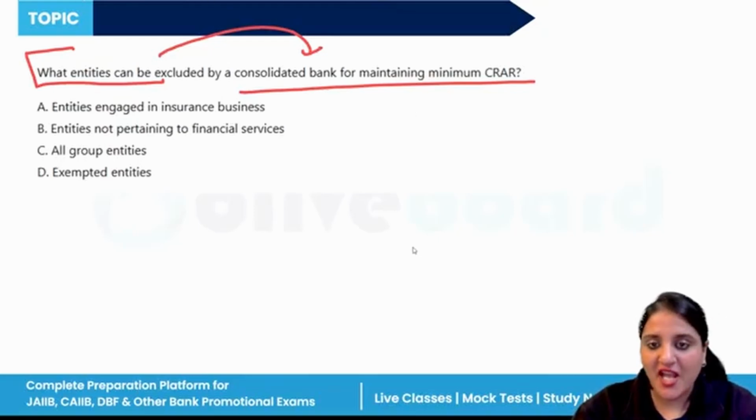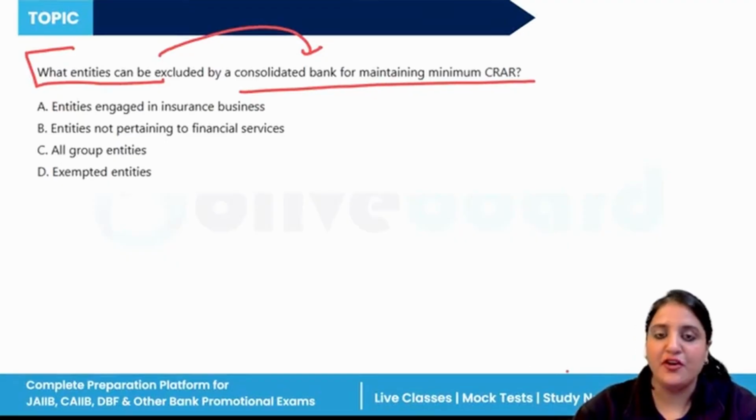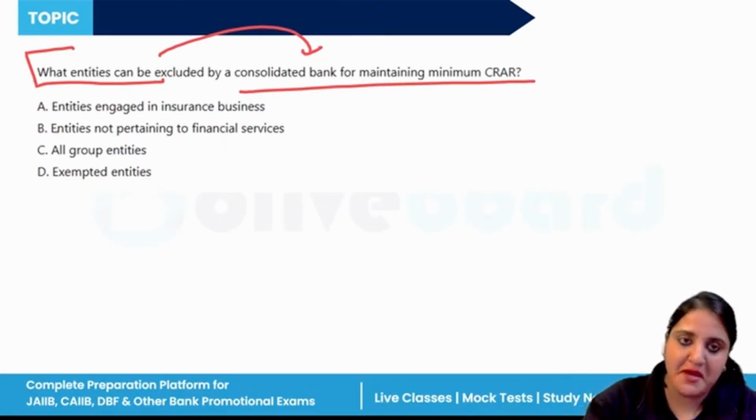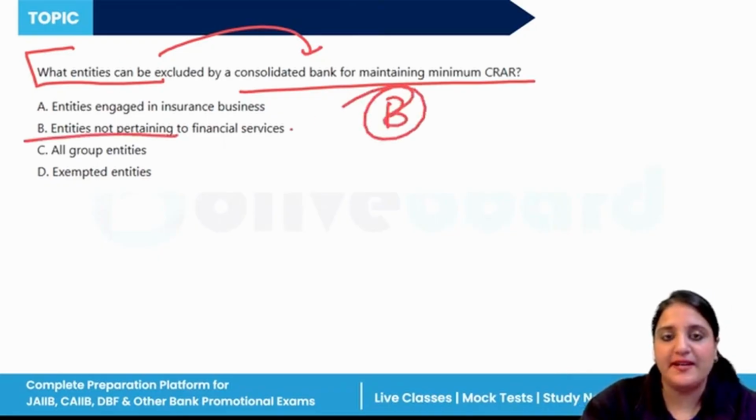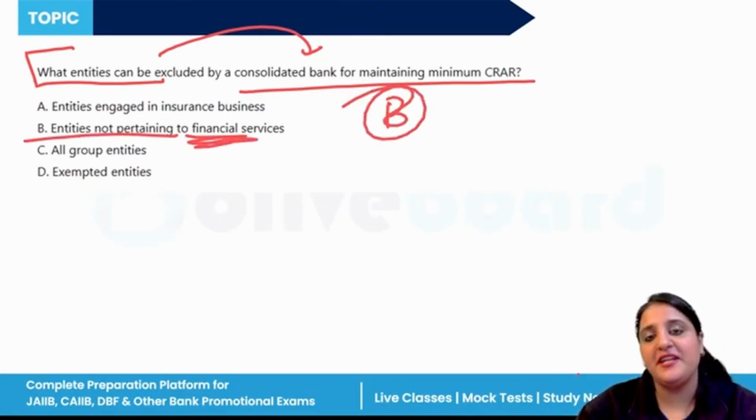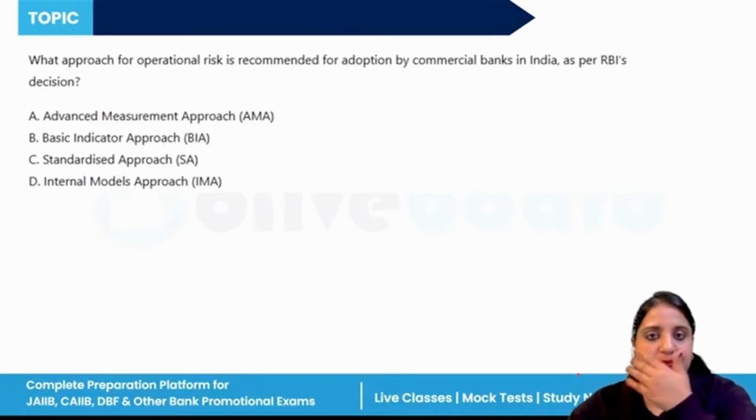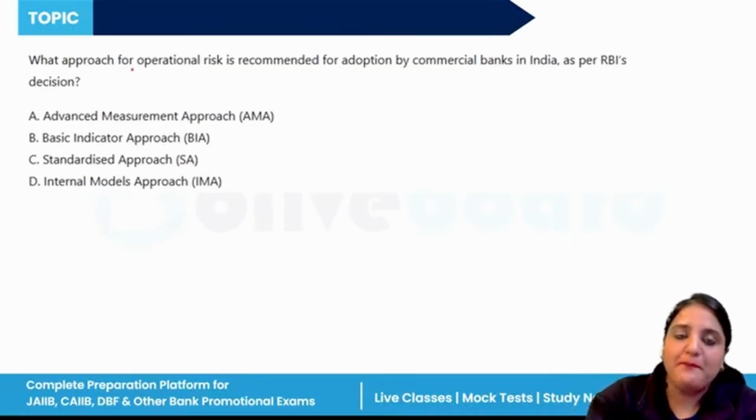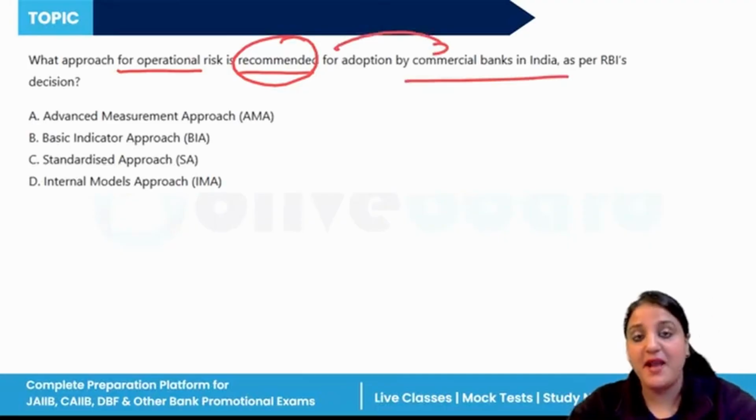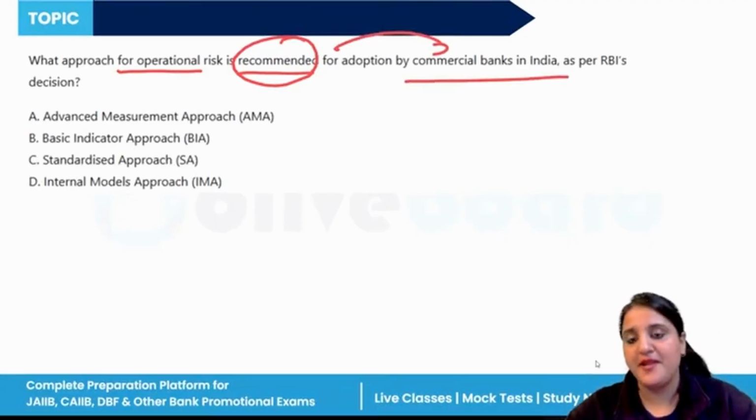So what is the correct answer here? Entities not pertaining to the financial services can be excluded for the CRAR consolidation purpose. So option B is correct. Entities not pertaining to the financial services. Now, what approach for operational risk is recommended for adoption by commercial banks in India as per the RBI decision?